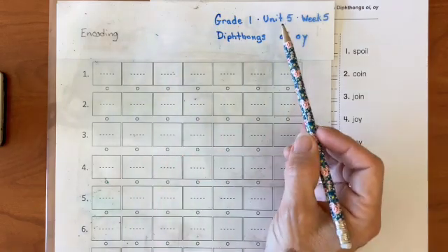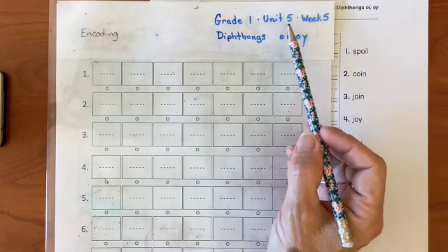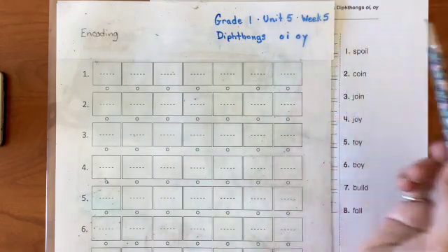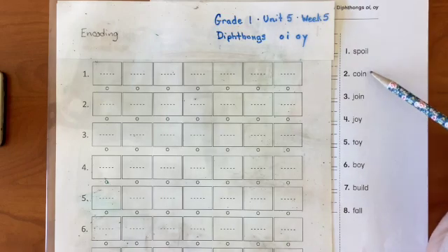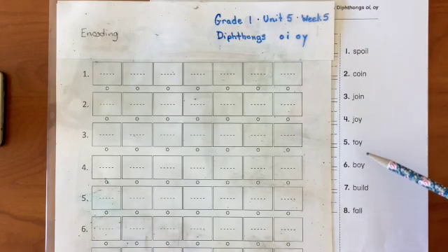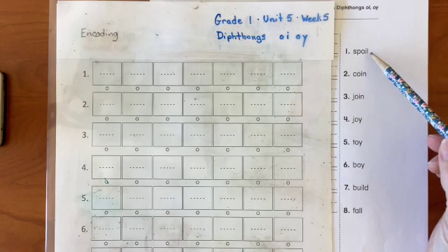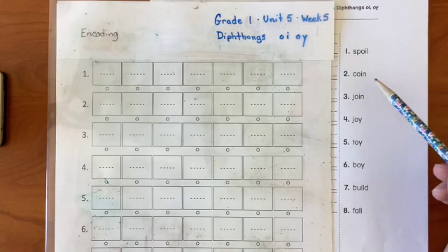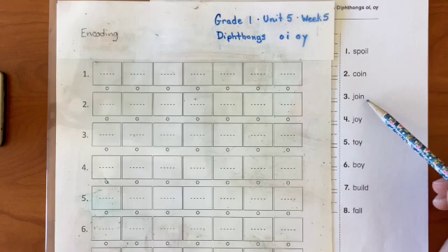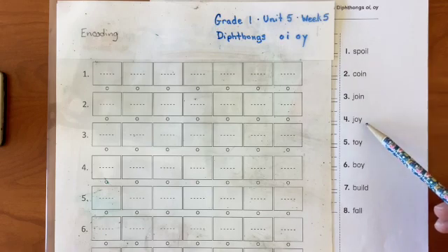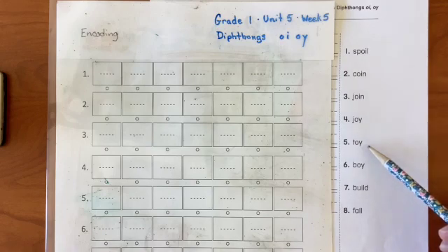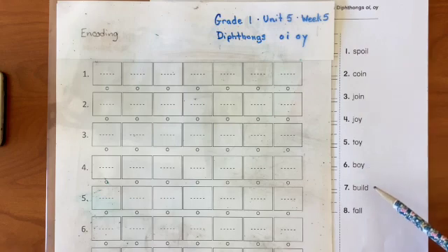These are words from your spelling list, Unit 5, Week 5. Let's get started by reading the words. I always say to read the words many, many times so that it will help your spelling if you can read the words very easily. So read these words with me. Spoil, coin, join, joy, toy, boy, build, and fall.